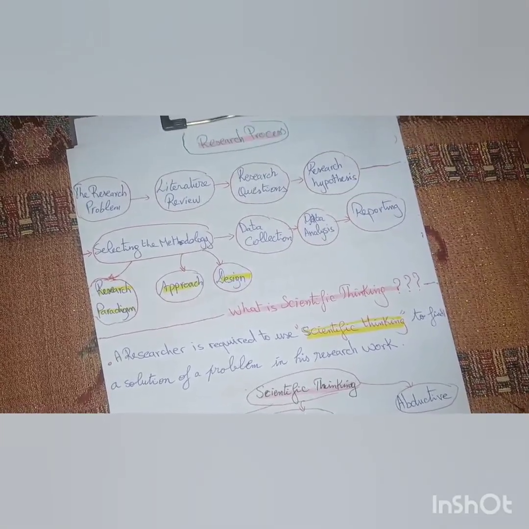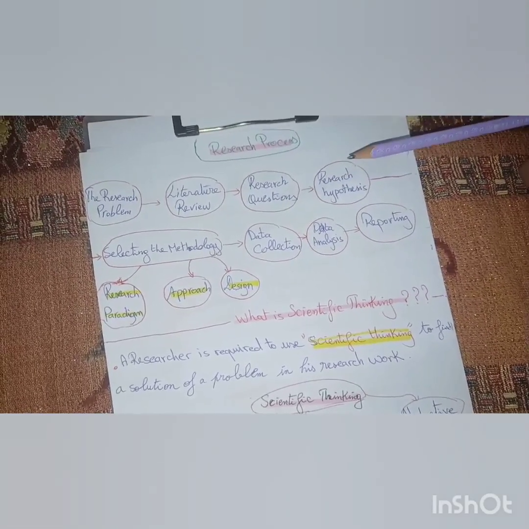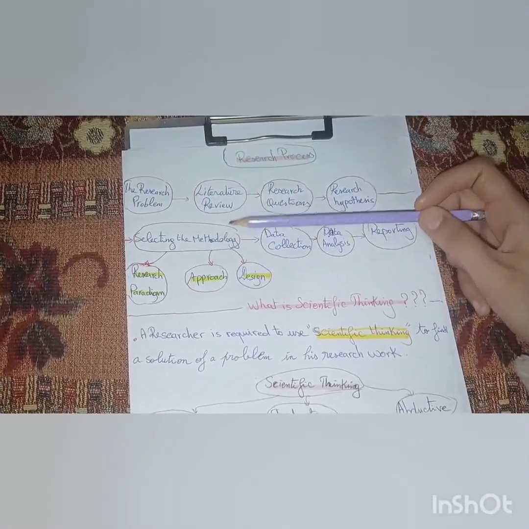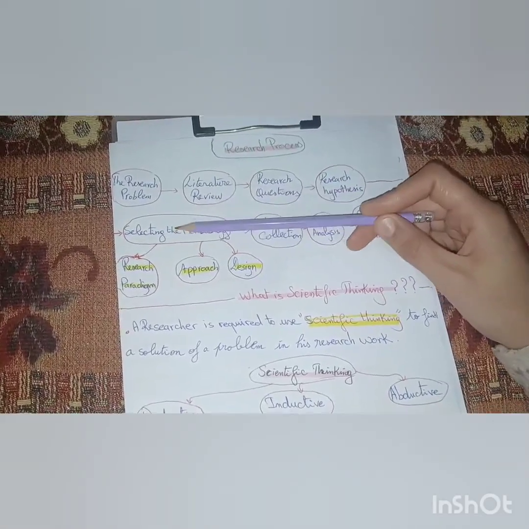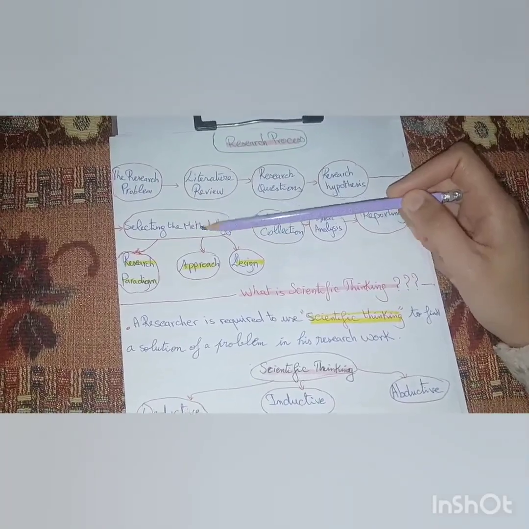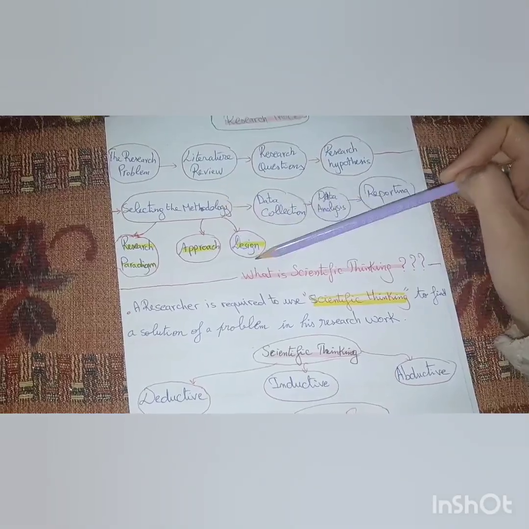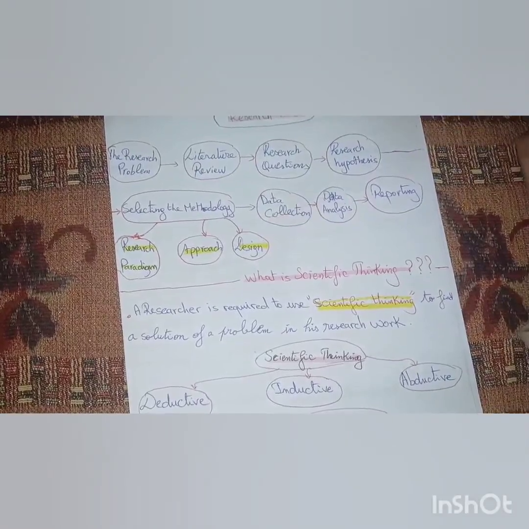Research hypothesis, the hypothesis that you have made, maybe they will be true or not. You will confirm them in the conclusion. And then we have selecting the methodology. You select the methodology according to your research type, and it includes the methodology, research paradigm, approach, and design. Each one of them has its own meaning. We'll see it later.